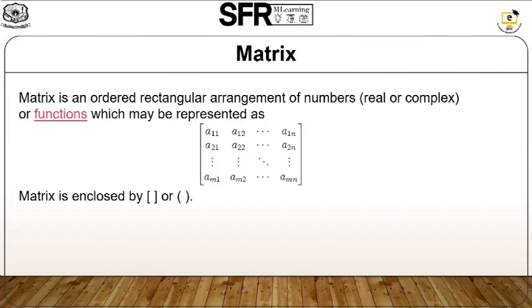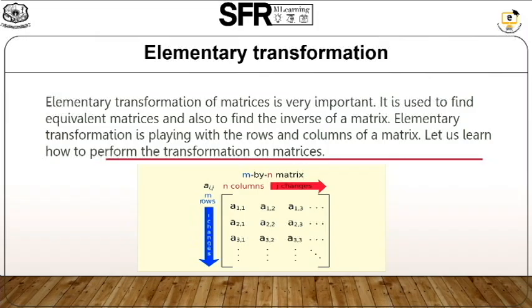If a matrix contains the same number of rows and columns, then it is called a square matrix. For example, if a matrix contains 2 rows and 2 columns, then it is a 2 cross 2 square matrix. Suppose a matrix contains 2 rows and 3 columns, then it is a rectangular matrix. In these matrices, we can perform the elementary transformations.